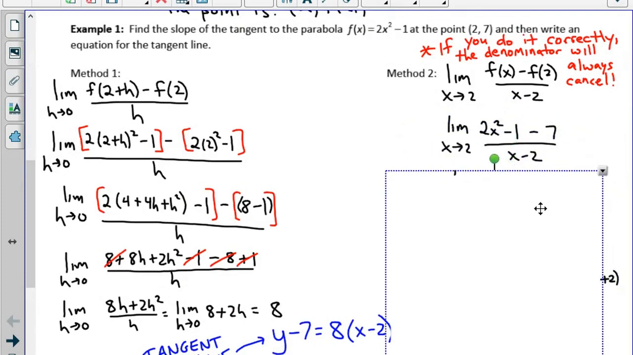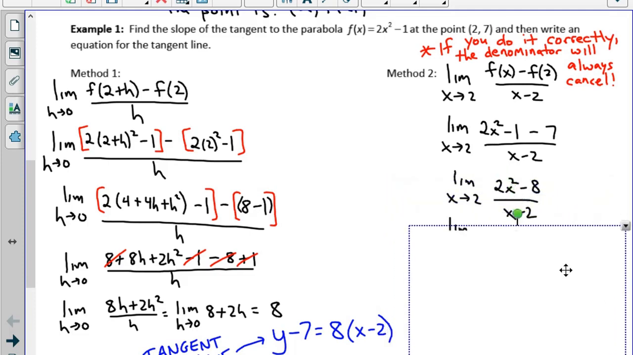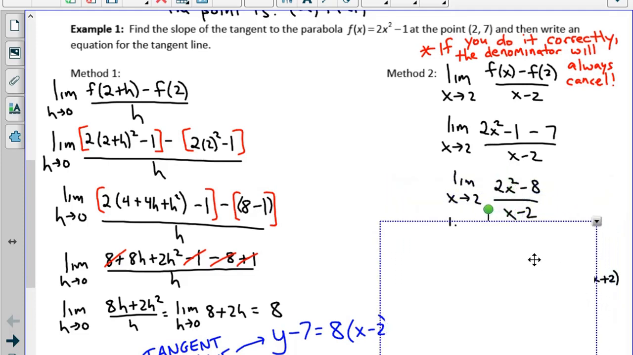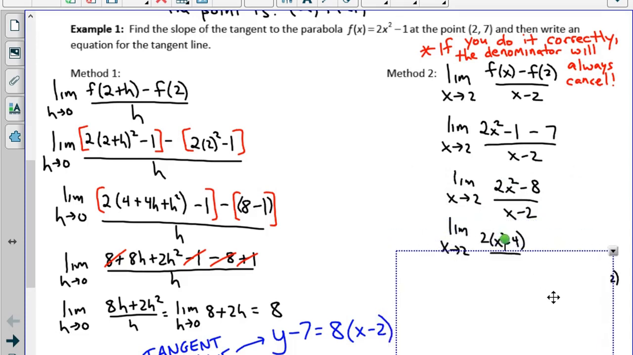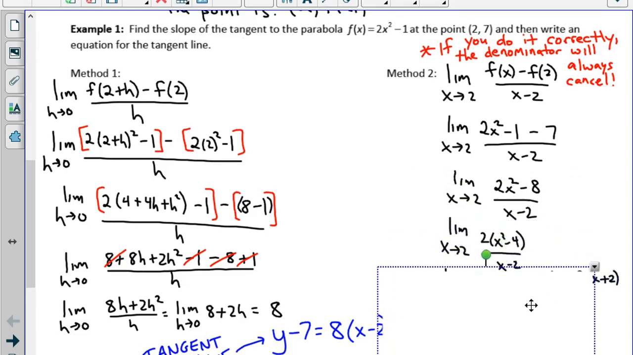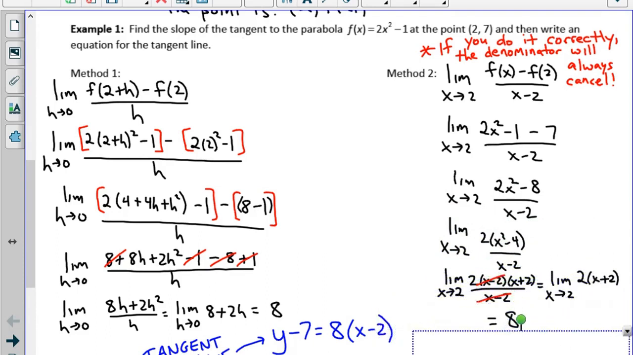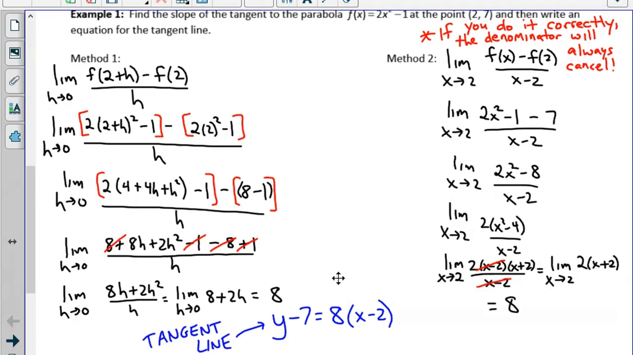Okay, so I just rewrote this with 2 replacing h. Then I replaced f of x with 2x squared minus 1 and f of 2 with 7, because those are true statements from the example, from the problem. Then I combine like terms. Then, if you notice, I factored out a 2, and then I ended up factoring x squared minus 4. So notice the x minus 2's cancel. The denominator always canceled, which is good. Now I just substitute 2 in and I get 8. So either way, I got 8 as my answer.